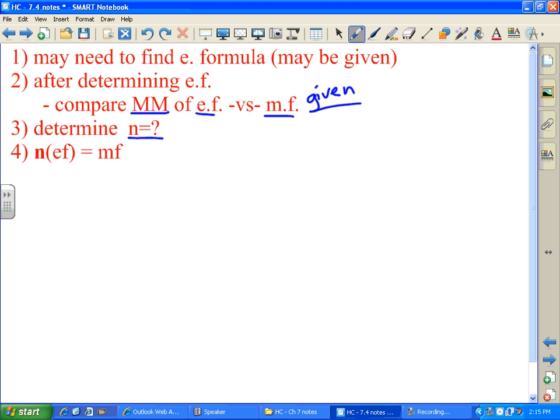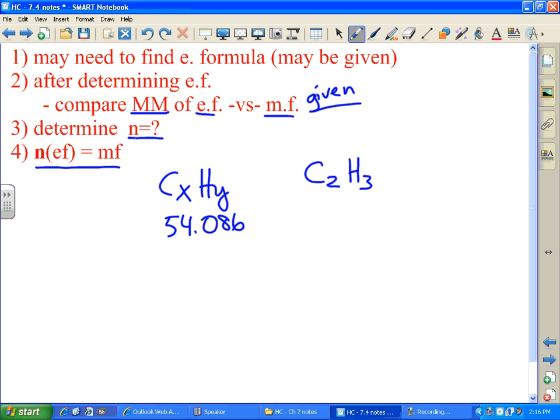Once we know our value of n, we now know what the molecular formula is in terms of a multiple of the empirical. Quite simply, it could be a problem like this. We have some molecular formula, CXHY, in which they tell us the molar mass is 58.086, and they tell us that the chemical's empirical formula is C2H3. And we are obviously trying to identify what the values for X and Y are.